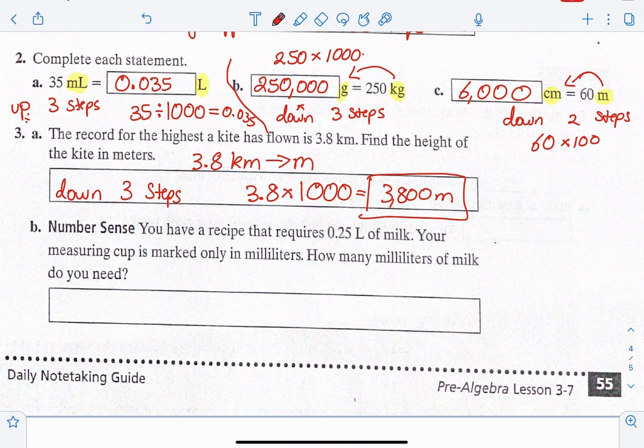Okay, last one. You have a recipe that requires 0.25 liters of milk. Your measuring cup is marked only in milliliters, so you're going to try and turn liters into milliliters. How many milliliters of milk do you need? So you're going 0.25 liters to milliliters. So pause your video and give this one a try.